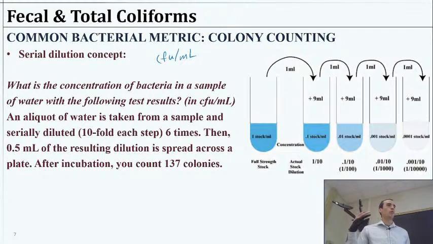And here's what the experiment showed. We took an aliquot, which is a fancy word for some drops, right? A little bit, a portion. A portion of water is taken from a sample and then serially diluted, 10-fold each step, 6 times. Then half a milliliter of that resulting dilution was spread across a plate. After incubation, you count 137 colonies. Okay, so I want you to come up with an answer for that.